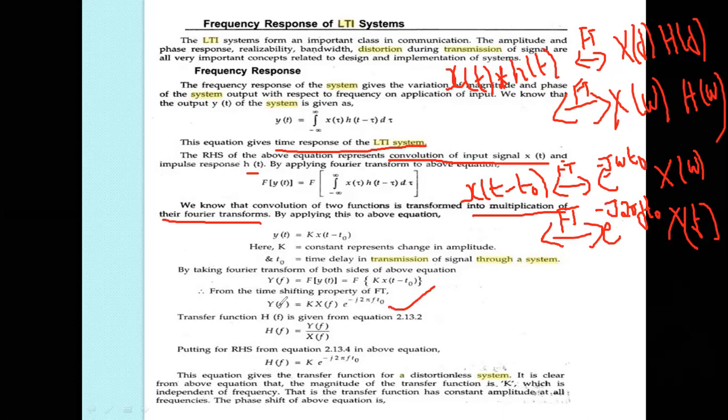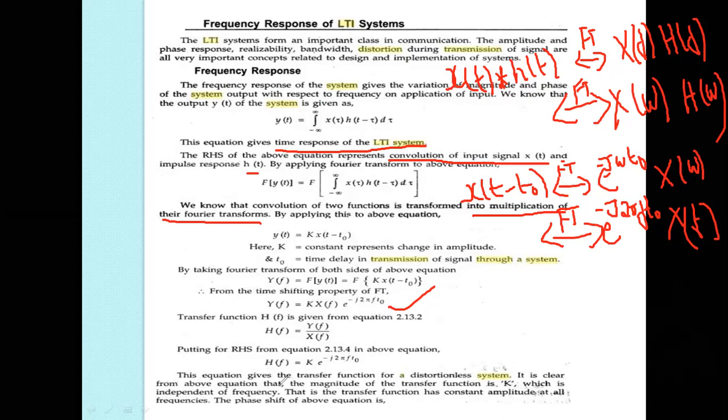Now, cross multiply: y of f by x of f, that is h of f, equals the RHS of the above equation 2.13.4. In the above equation, h of f is equal to k into e power minus j 2 pi f into t naught. So y of f by x of f is nothing but h of f. H of f is equal to k into e power minus j 2 pi f into t naught. This equation gives the transfer function for a distortionless system.